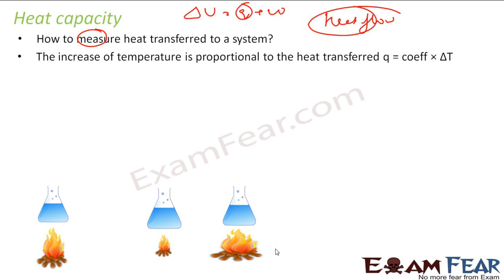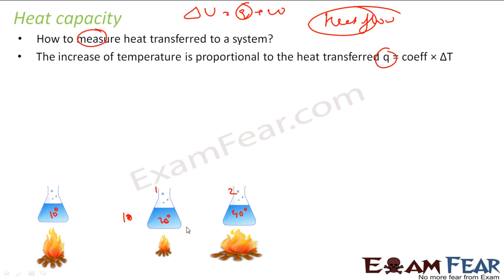Experimentally they have seen that the heat flow, or heat transferred, is directly proportional to the change in temperature. Let's suppose the flask was initially at 10 degrees Celsius, and we heated it with a small fire, and it became 20 degrees Celsius. We had two flasks like that, and the other flask, flask 2, was heated with a bigger fire and became 40 degrees Celsius. This is the heat we are transferring, which we can't measure now, but we will try to find a way to measure.